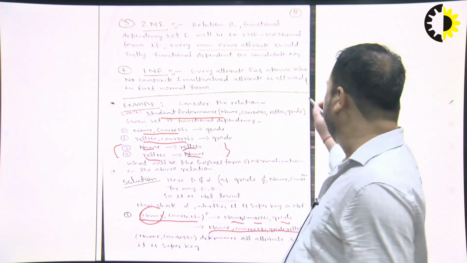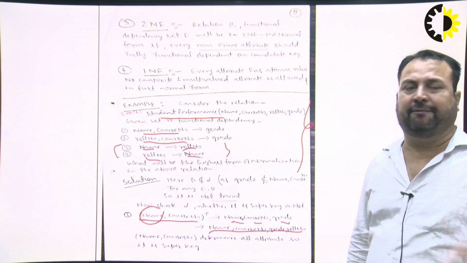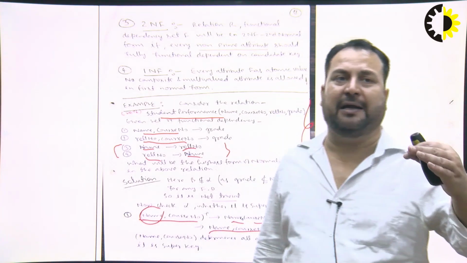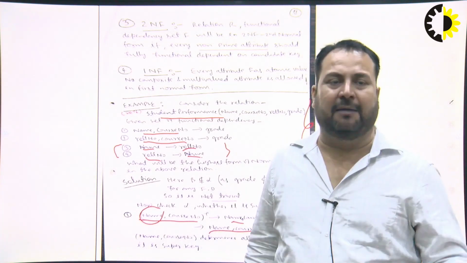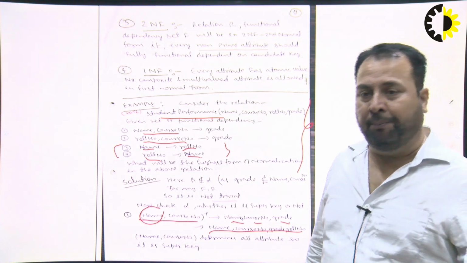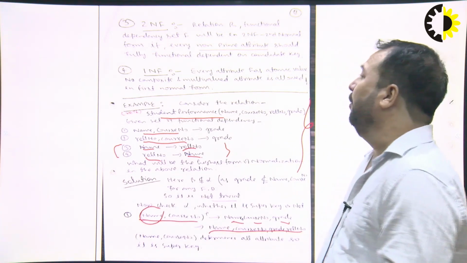Then we can say this particular relation is in 3NF. It is not in BCNF. If it is not in the highest form, we check the next level, 3NF, and of course 3NF will have more repetition than BCNF. This is how you can prove it.